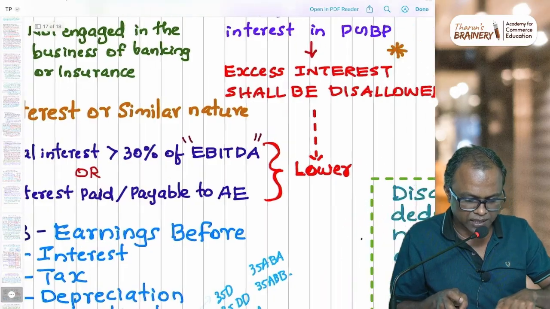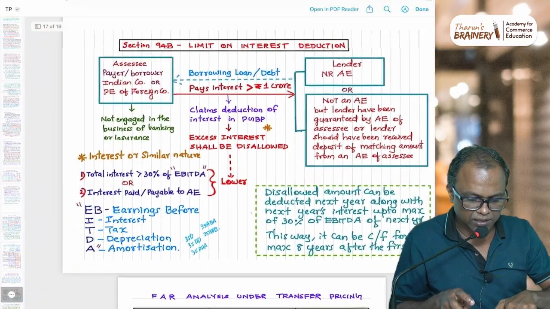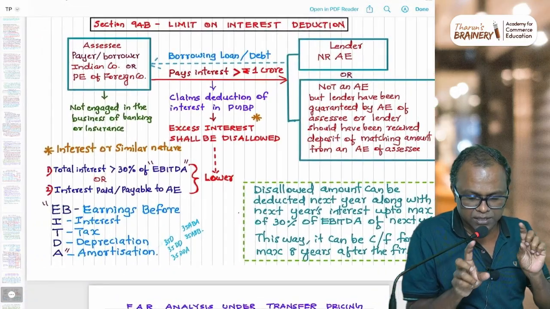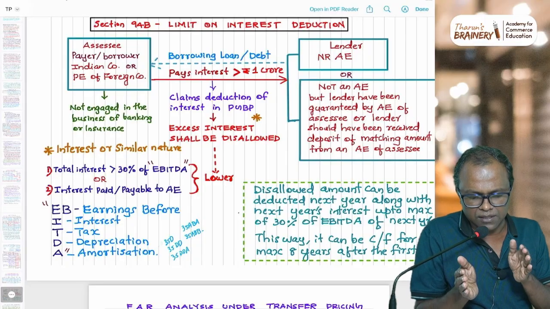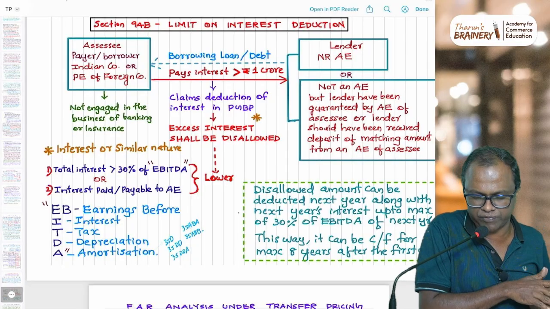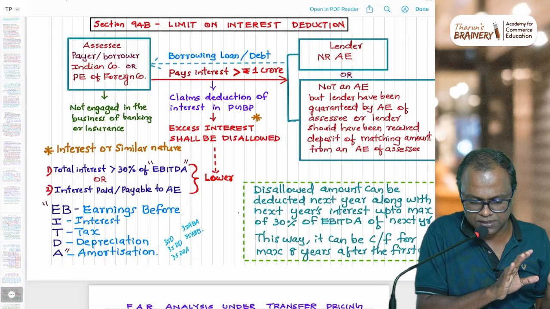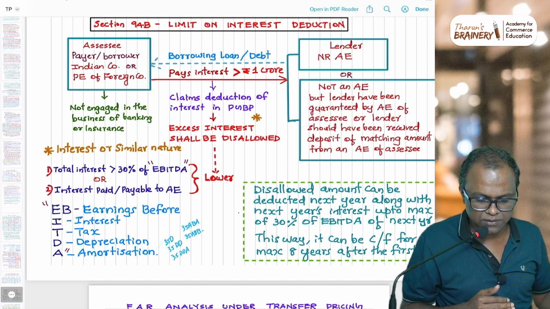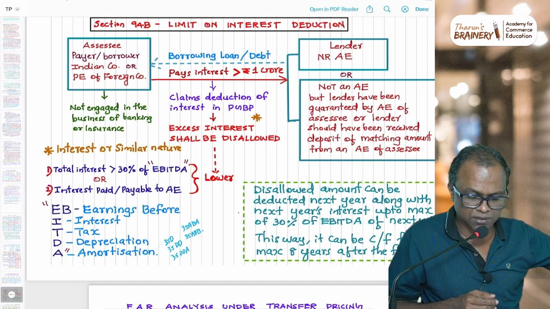And remember, these things carry forward. So maximum 8 years you can carry forward, and you can set off to the extent the next year's interest falls short of 30% of EBITDA. To that extent you can adjust. Balance again carry forward, maximum 8 years, and it can be set off only with the PGBP.